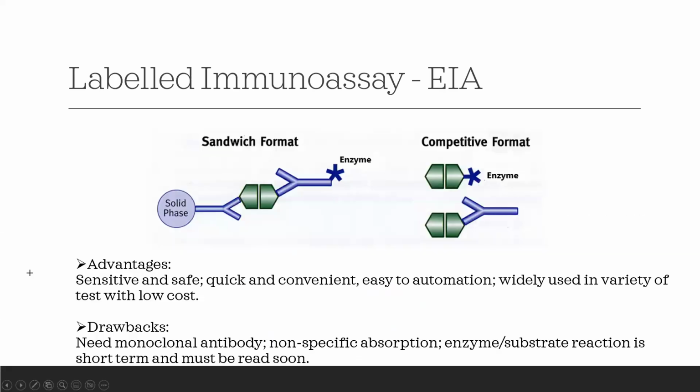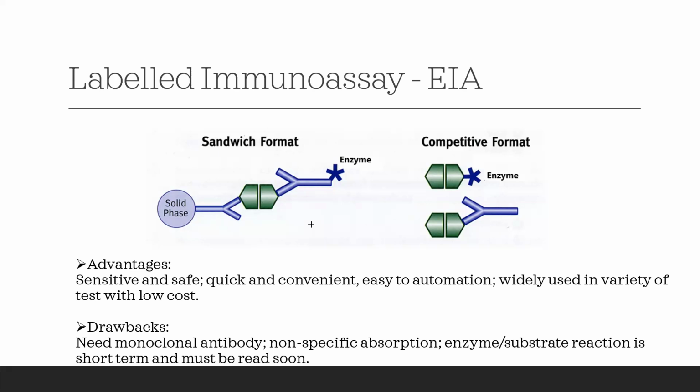Okay, here comes the most important one, the EIA. EIA is the enzyme immunoassay. Same picture, changed the label to the enzymes. So EIA can either be competitive or non-competitive. The advantages of the EIA are that it's sensitive, safe, quick, cheap, convenient, easy to automate, and is most widely used in practice. Some limitations.